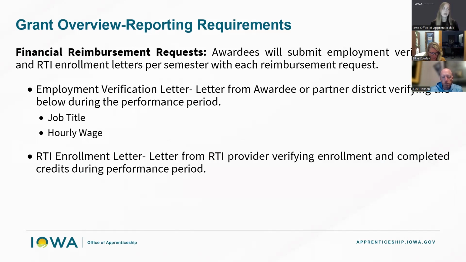The second part of this is the financial reimbursement request. So in addition to that semester report, awardees will submit a financial reimbursement request. With that request, they will submit an employment verification and a related training instruction enrollment letter. That employment verification is going to detail the apprentice's job title and their hourly wage. And then that RTI enrollment letter is going to verify the apprentice's enrollment and completed credits during that performance period.